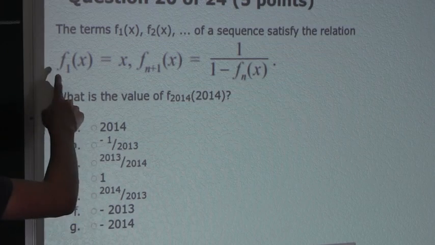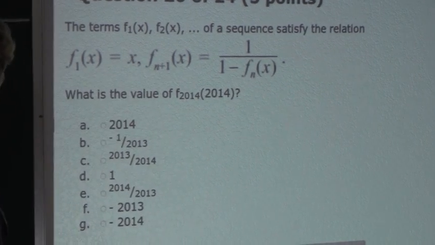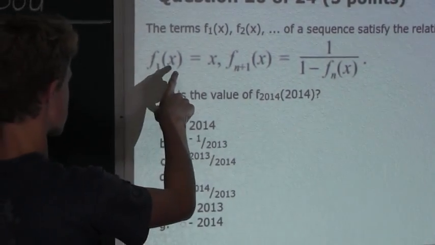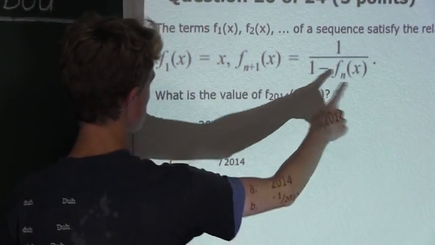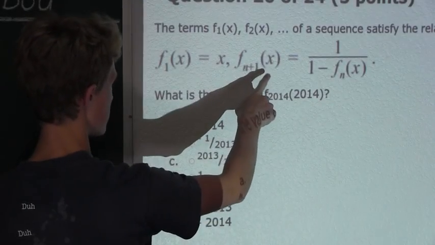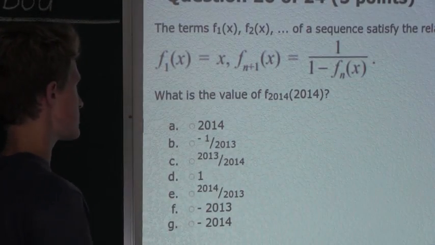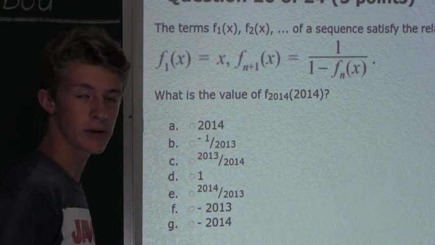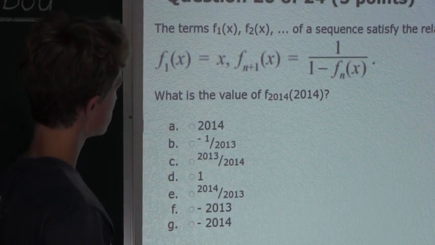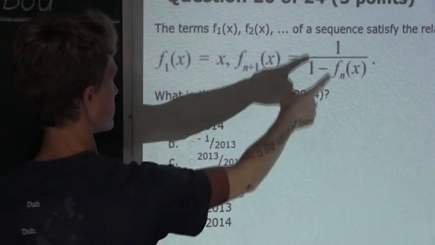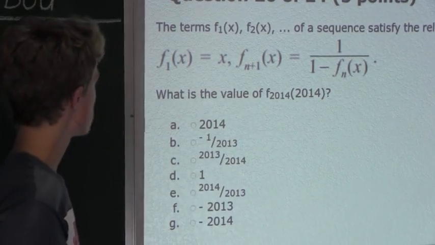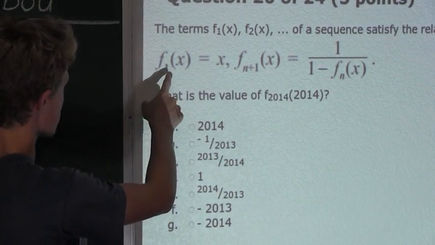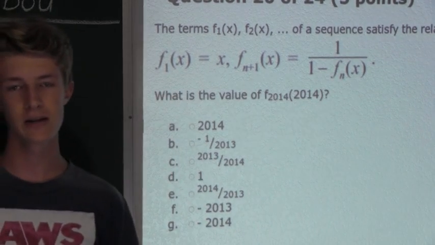Also what is given to us in this question is that function 1 of x is equal to x. And now we will be using this equation, fn plus 1 of x, which is equal to 1 over 1 minus fn of x. We will be using this equation a lot during the solution because we can use it for any value of n. Since we already know what f1 of x is, let's start by finding out what f2 of x is.